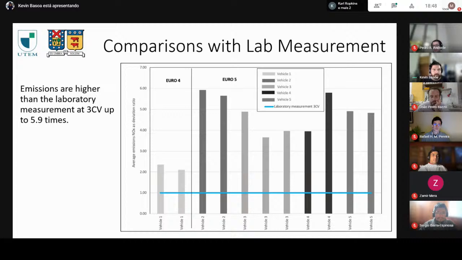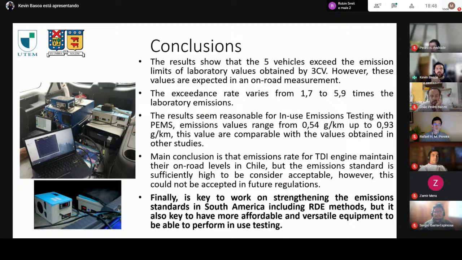So as a conclusion, the results showed that five vehicles exceed the emission limit of laboratory values obtained by the 3CB, the laboratory from Chile that tests all the vehicles. However, these values, like I say, are expected in an on-road measurement. But this measurement exceeds the rates from 1.7 to almost six times the laboratory emissions.